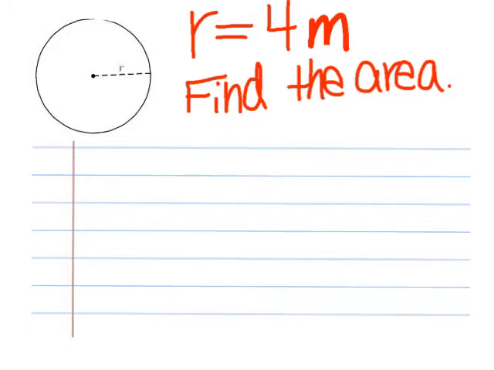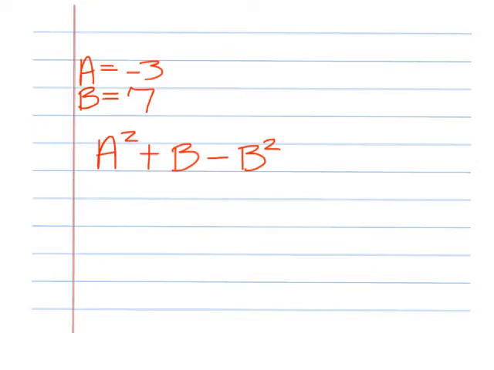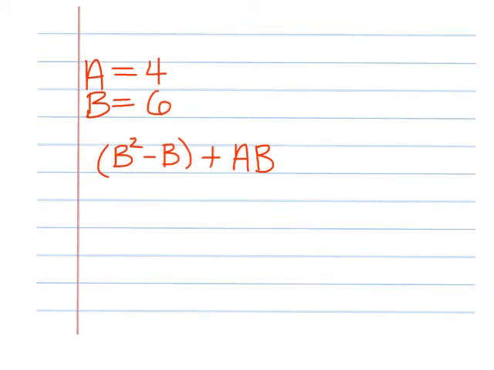Practice number 1. Find the area of the circle if the radius is 4. Bonus number 1. The solution for this bonus should be negative 33. Here is bonus number 2. The solution for this bonus should be 54.